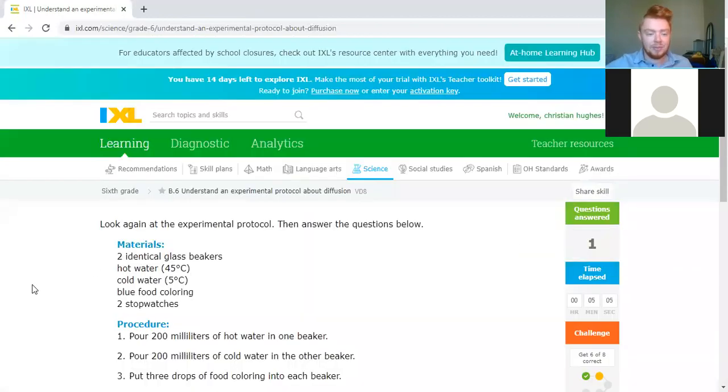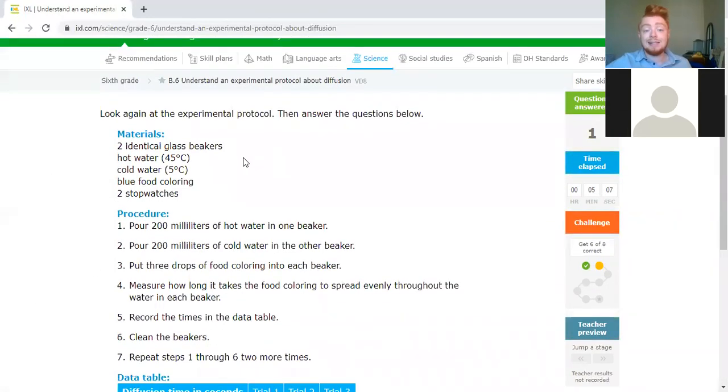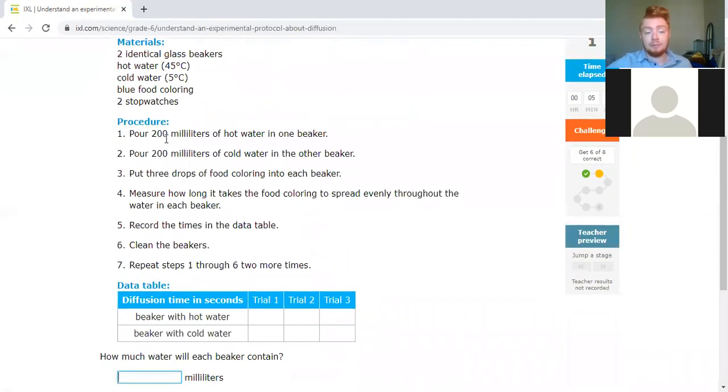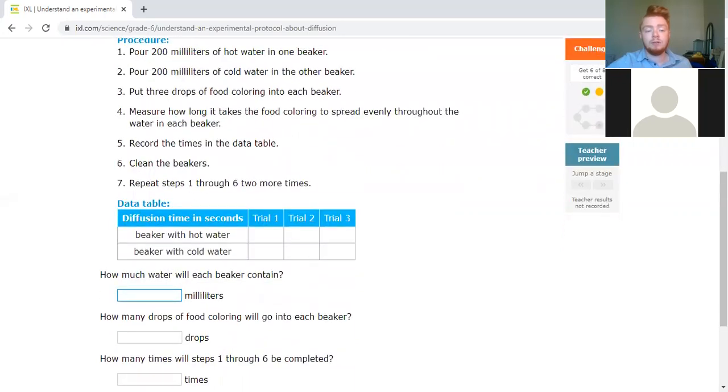All right, here we go. Next one. And guys, this is the same experiment, it seems. So we have identical glass beakers, cold and hot water, blue food coloring, and 2 stopwatches. And then the same thing: one of hot, one of cold, food coloring, stir, record, clean, repeat.